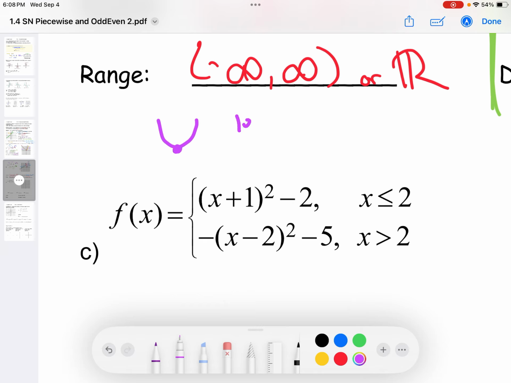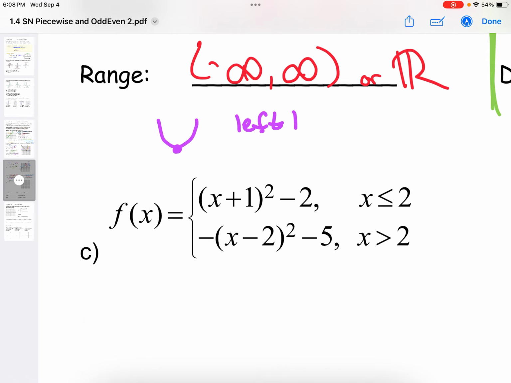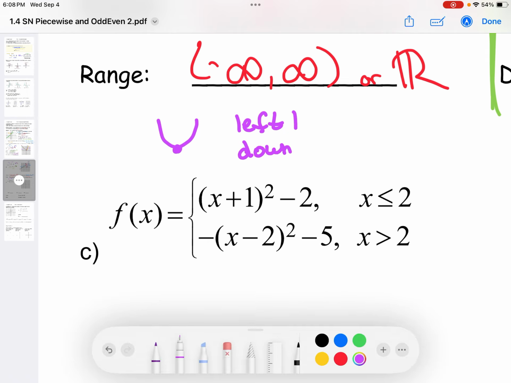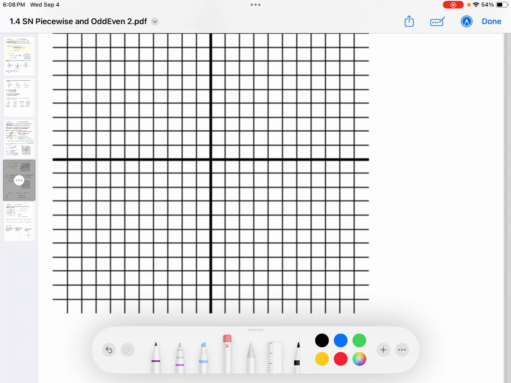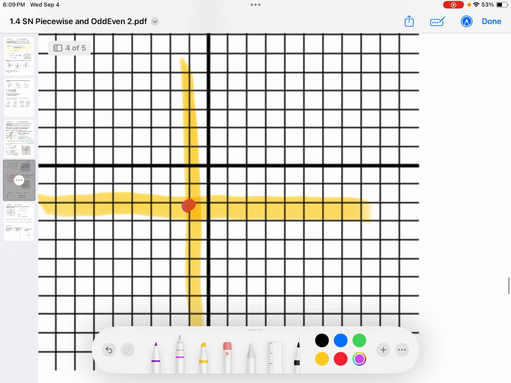Transformations, that +1, it feels backwards. That moved left 1. That -2 moves down 2. So this vertex is at -1, -2. -1 left, -2 down. So, don't know why that's there. -1, -2 is the vertex. From here, pretend that that vertex is 0, 0, and plot the points of the function.